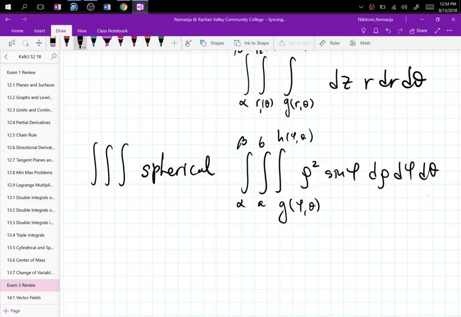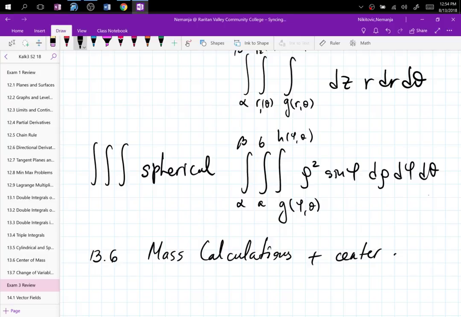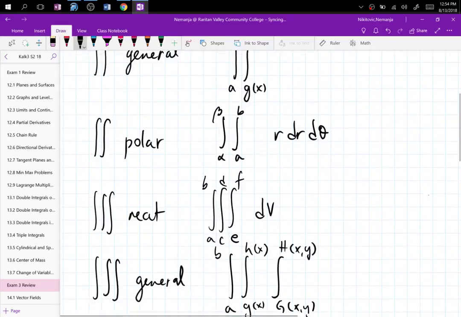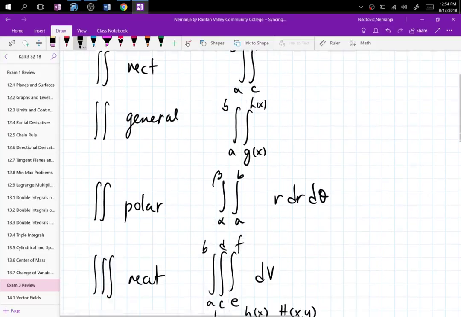Guys, this covers the first 5 sections, and then 13.6, mass calculations plus center of mass, 13.7, change of variables. So this is it. This is your chapter 13.